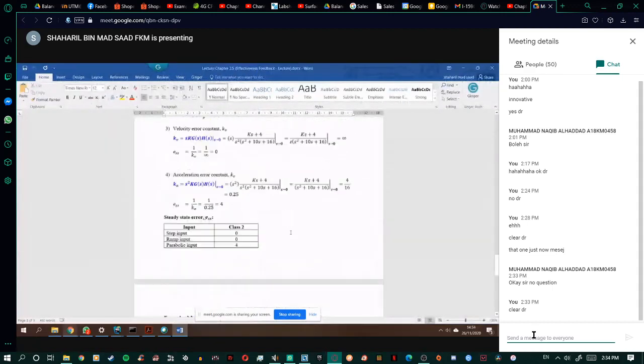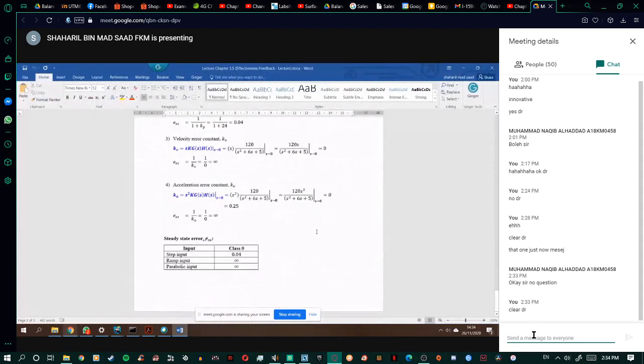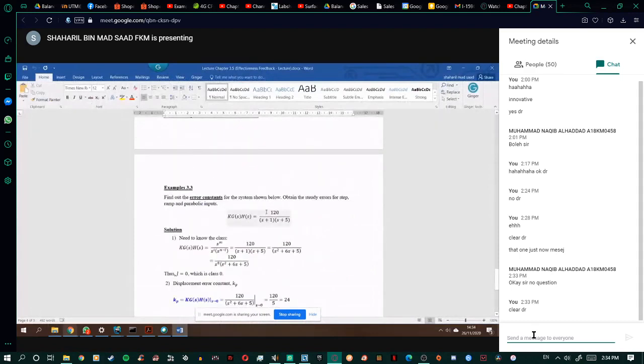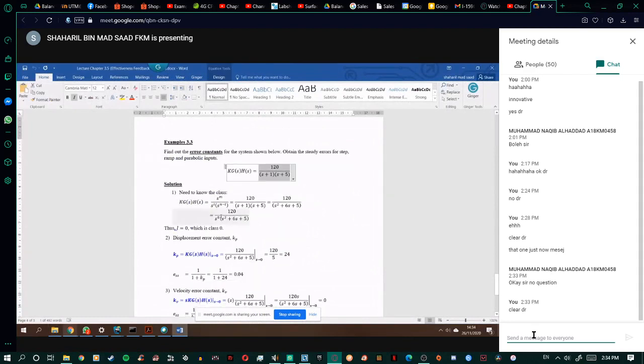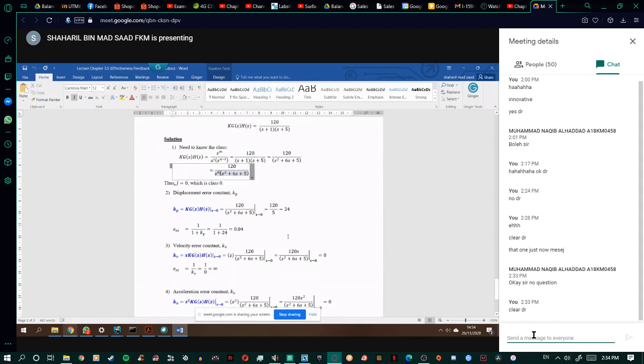This one, what is it? The last example, I think, is also the same. This one, the KGH. So you can find the first class. Class 0 means you will only have a steady state error at the step input. For the ramp input, you will have a steady state error of infinity. For the parabolic input, you will have the error infinity also.